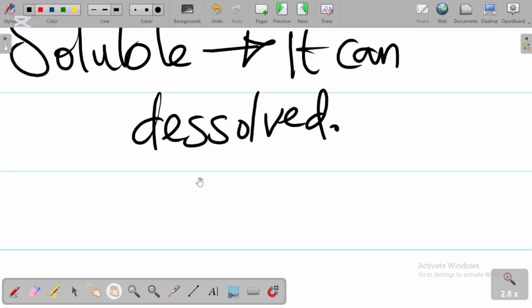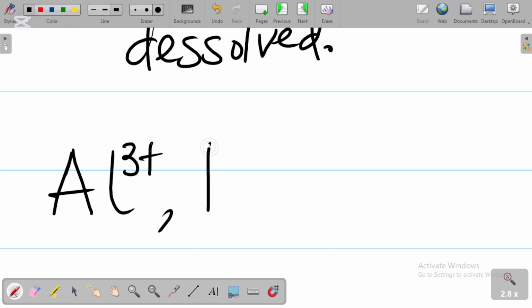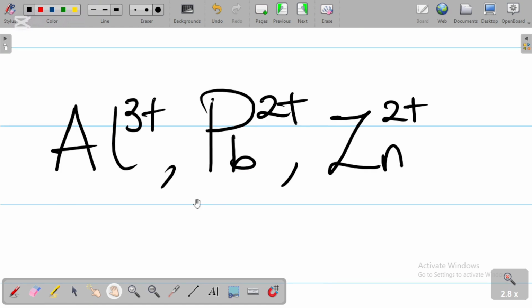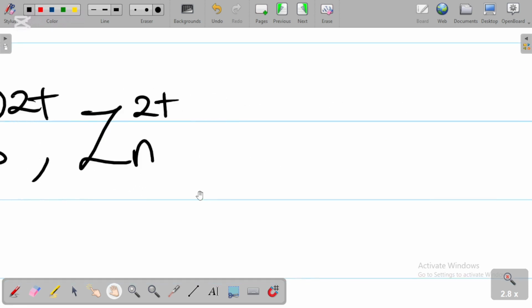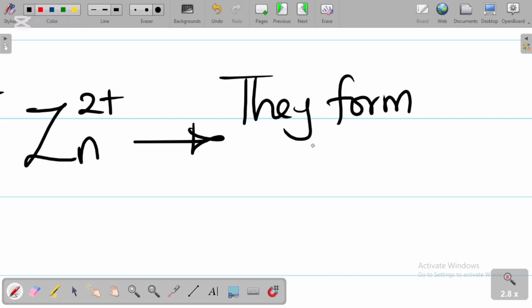And also take note of this. Aluminium ion, which is Al3+, lead ion, which is Pb2+, and zinc ion. All of them form white precipitate. Take note of this. They all form white precipitate.